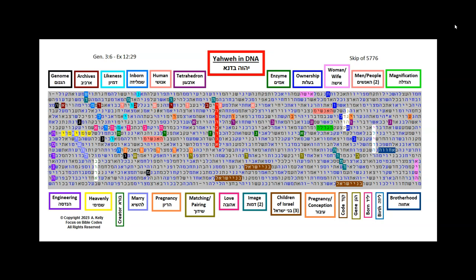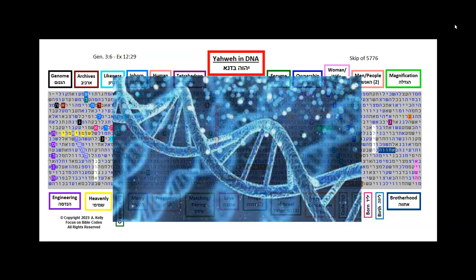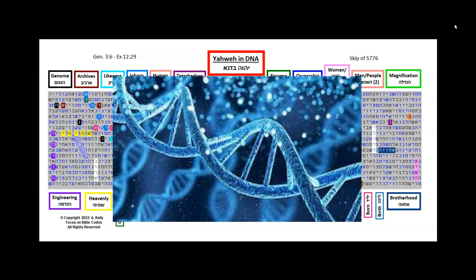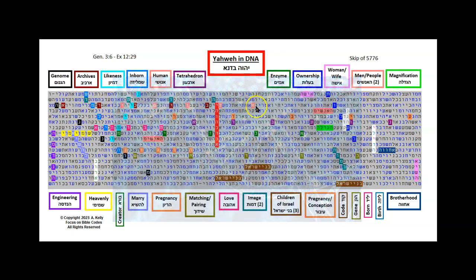Using a very strong microscope, we can see that DNA is a double helix and looks like a twisting ladder. Here is the access term, Yahweh, in DNA. And it's found at a skip of 5,776 letters and spans from Genesis chapter 3 to Exodus 12.